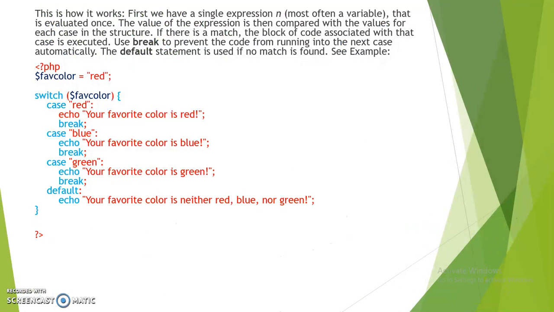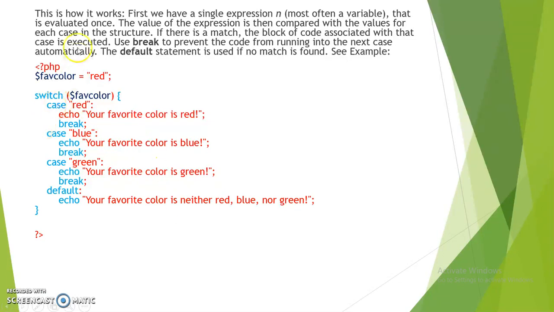So this is how it works. First, we have a single expression, which is our n, most often a variable, that is evaluated once. The value of the expression is then compared with the values for each case in the structure. If there is a match, the block of code associated with that case is executed. Use the break to prevent the code from running into the next case automatically. The default statement is used if no match is found.